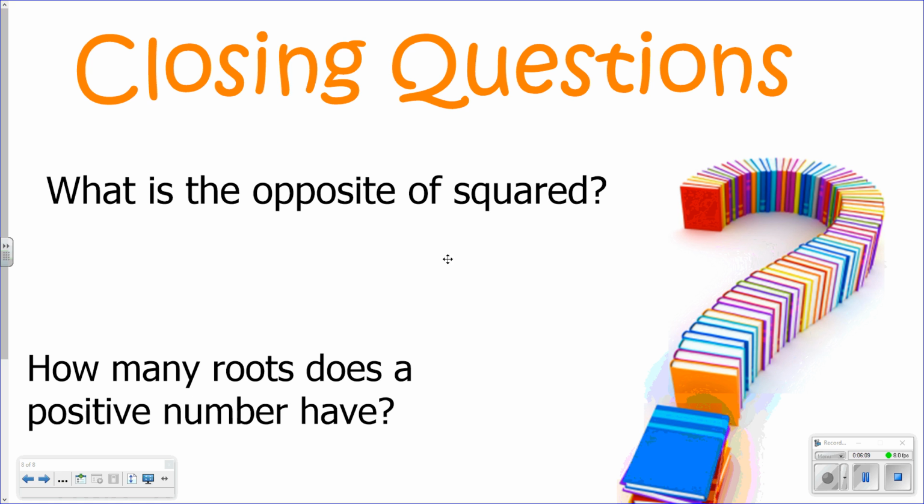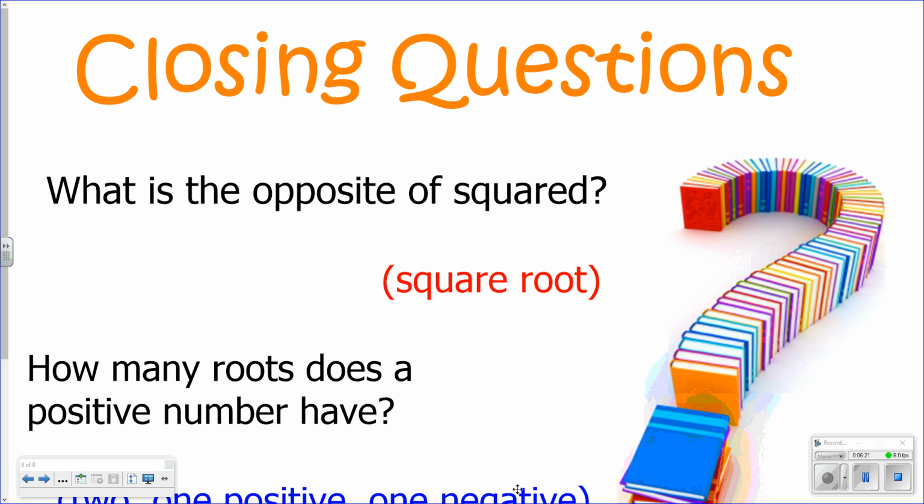All right, so what's the opposite of squared? Square root. How many roots does a positive number have? It has 2. One positive, one negative.